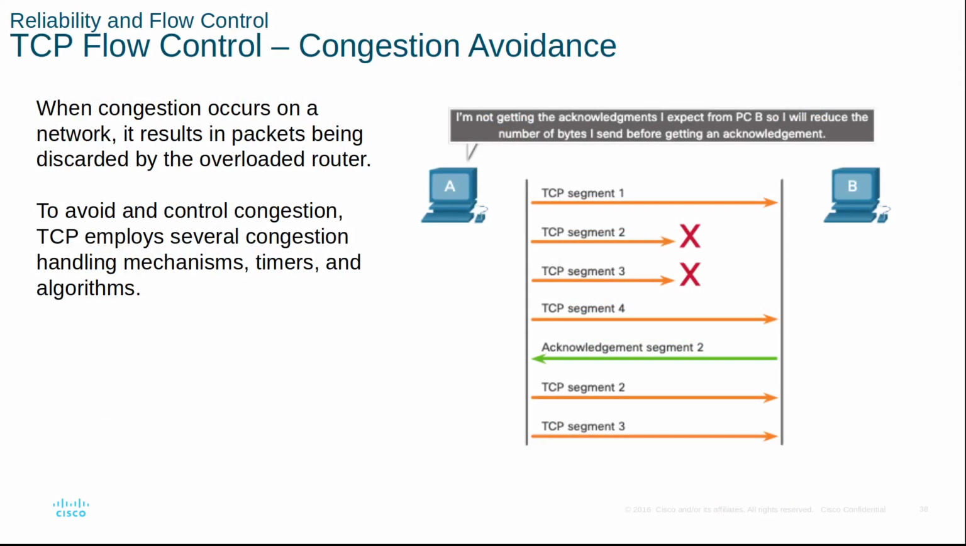When congestion occurs on the network, packets could be dropped by the router that's overloaded. So TCP employs congestion handling mechanisms, timers, and algorithms, and the sliding window. So if packets are being dropped excessively at the rate that we're sending at, we're just going to slow things down. We'll send slightly less data a bit slower until things are okay. And then we'll try to speed up again and see if it happens again.